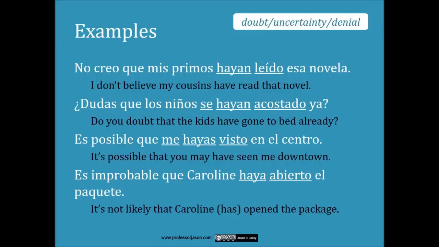Es posible que me hayas visto en el centro. It's possible that. That's one of those impersonal expressions, but it suggests uncertainty. Es posible que me hayas visto en el centro. Irregular past participle, visto. So it's possible you may have seen me downtown, or it's possible that you saw me downtown. Es posible que me hayas visto en el centro.